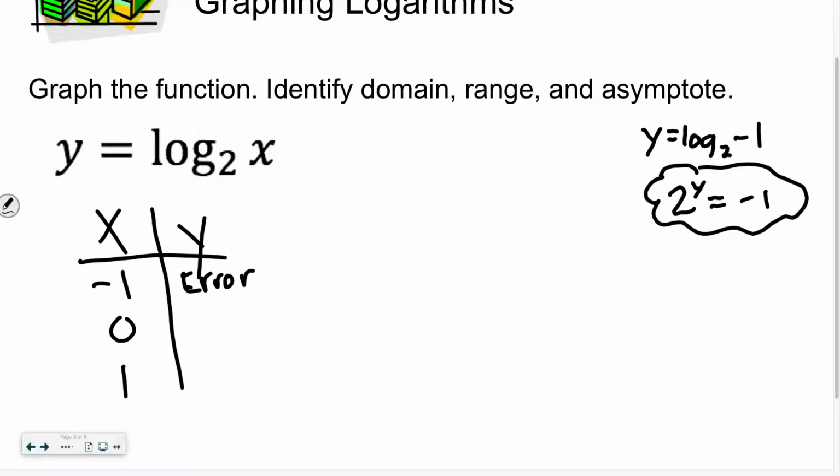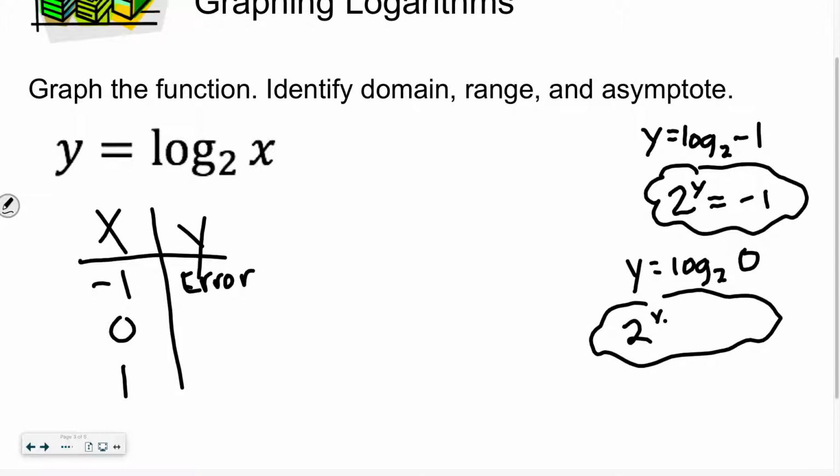Okay, so then let's try y equals log base 2 of 0. Thinking in my head, that's 2 to the y equals 0. Same problem, right? This is the whole thing. If I put in a negative and I flip the 2, then I'm going to have 1 over something, which is a little bit more. So I still have an error. Oh, man.